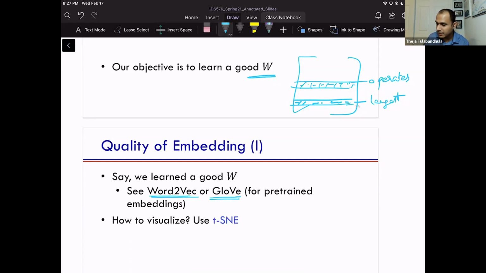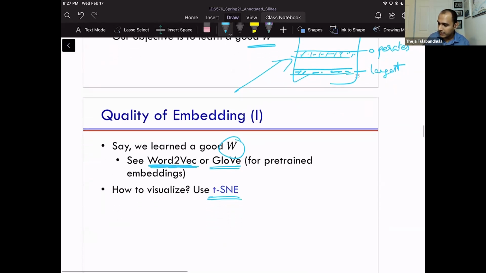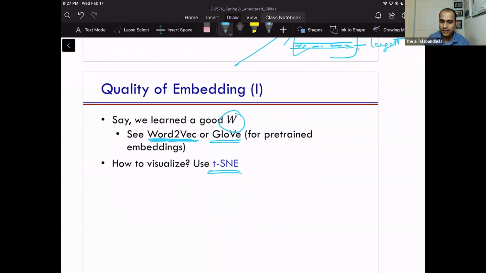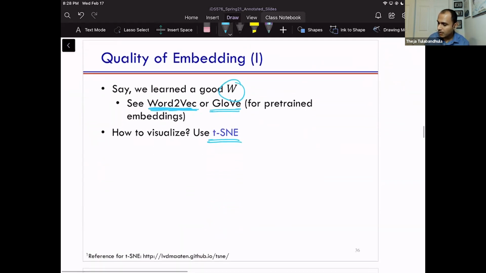We'll spend some time digging a little deeper into what exactly the classification task was for Word2Vec in the next session. But once you learn the W, or this matrix, you can always visualize it. One of the visualization techniques that we saw last time is t-SNE. You can just visualize with t-SNE and get a sense of whether the embedding is good or not. Let me pause here because we are running out of time.